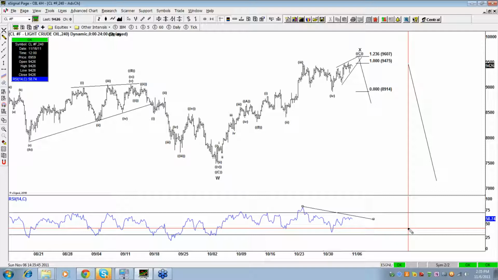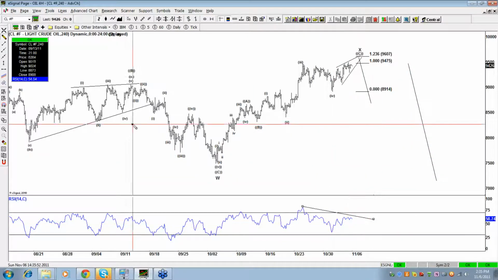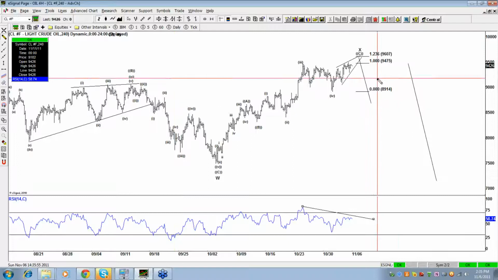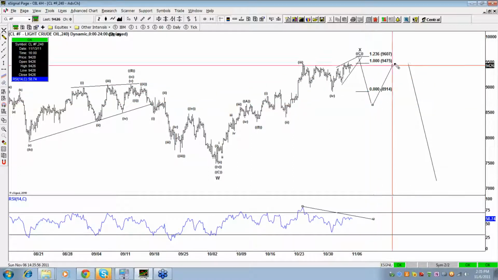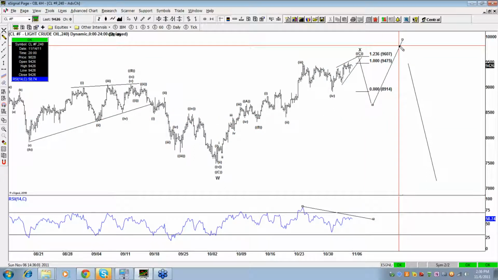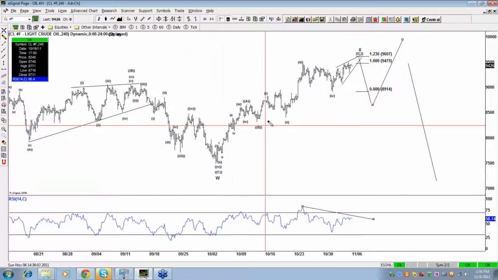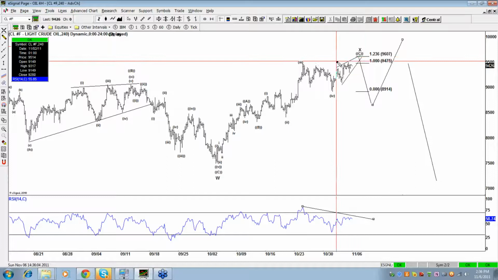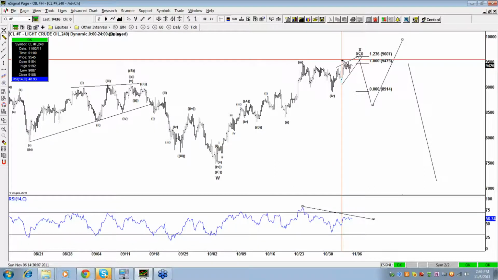So that's the case. That's what I like, the idea of a flat also. It's possible, and then a C wave, and then higher again. And then you have A, B, Z, ending like we have it as an alternative. I'm going to show you.